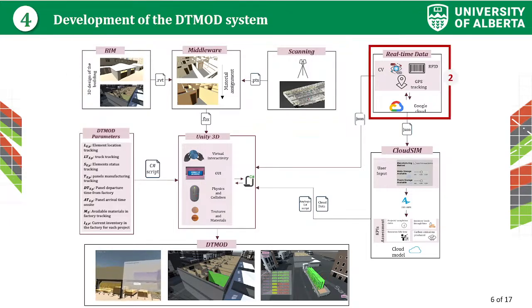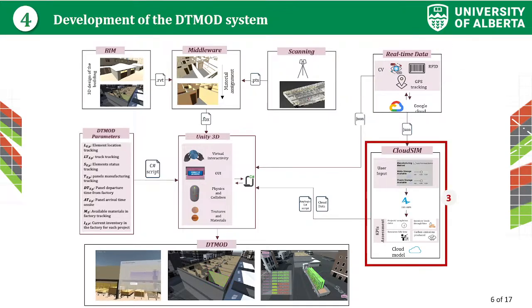The second component of the DT mode system was the real-time data input, where we collect the data from the physical environment using different sensors, such as computer vision, RFID, QR code scanning. And then once these data are collected, we pass it to the dynamic or the cloud simulation model, where we update the parameters of the simulation model based on the collected real-time data.